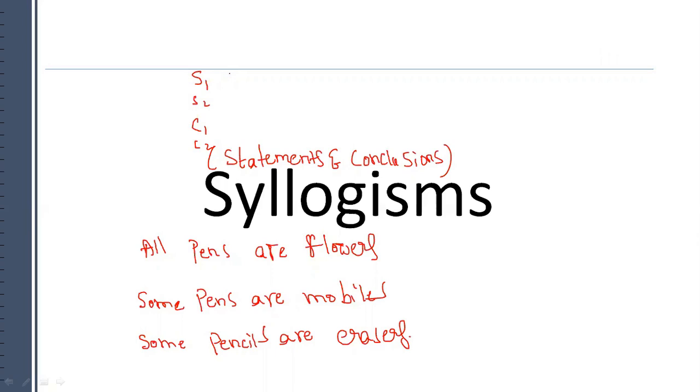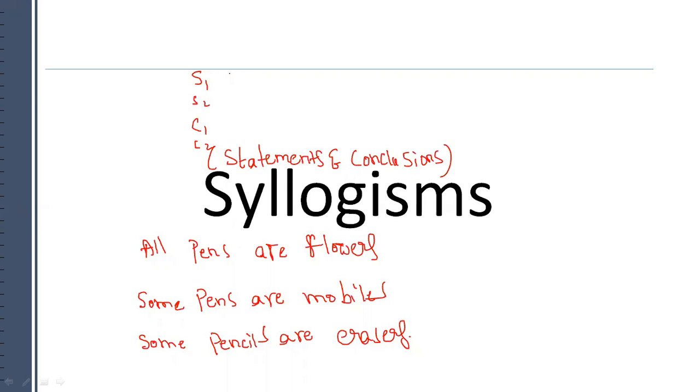All the pens are flowers is not possible. Some pens are mobiles and some pencils are erasers. These are not possible. According to the general facts we know, we can't accept that as true. But in the syllogisms concept, whatever the statements given, you need to consider them as true. That's the first point you need to remember. Don't judge any statement. Whatever the information given, try to understand the statements and then derive the conclusion from the statements.